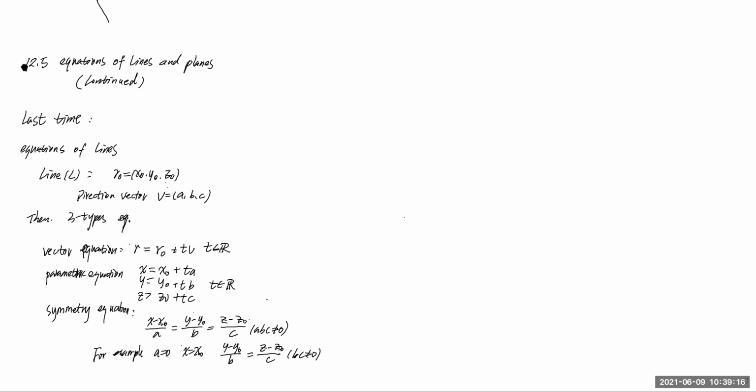Okay, so you may say, if a, b are both zero, it should be x minus x naught, y is y naught, z, you cannot write it out anyway. We will not talk about this. I just want you to know, if we talk about many cases, it's complicated. For example, if a, b are zero, you cannot do this. You just get this equation.